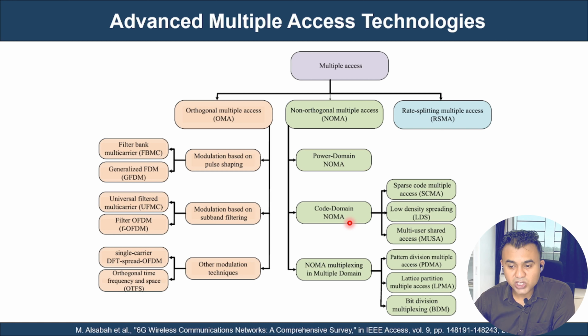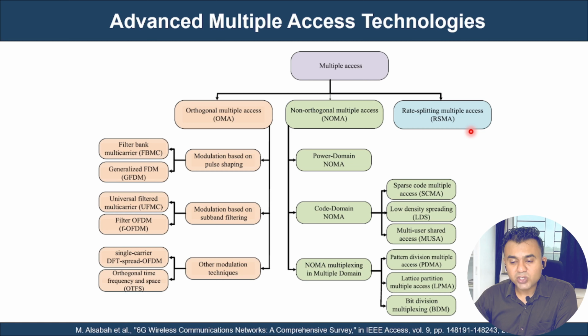There are different versions of them, such as sparse code multiple access SCMA, low density spreading LDS, and multi-user shared access MUSA. The next one is NOMA multiplexing in multiple domains, such as pattern division multiple access, lattice partition multiple access LPMA, or bit division multiple access BDMA. There are several versions available. You can explore based on your research interests.